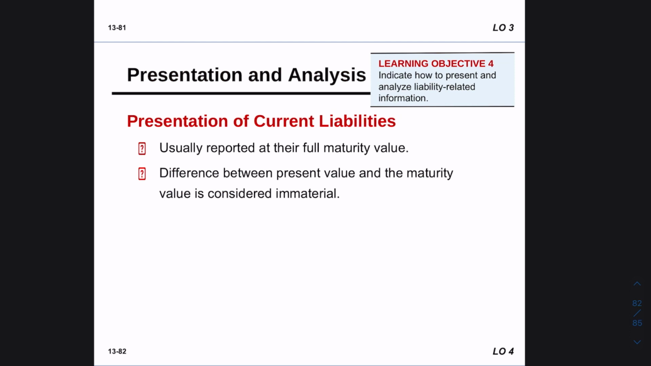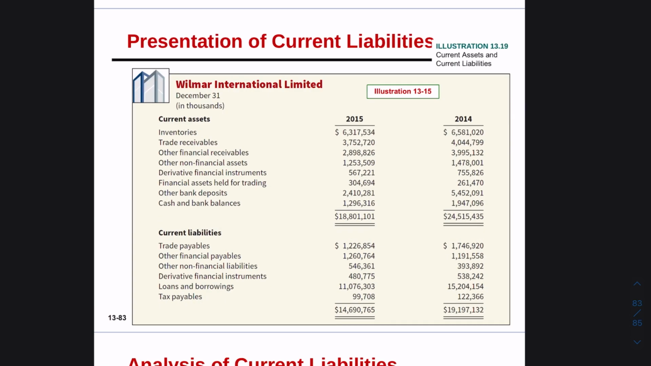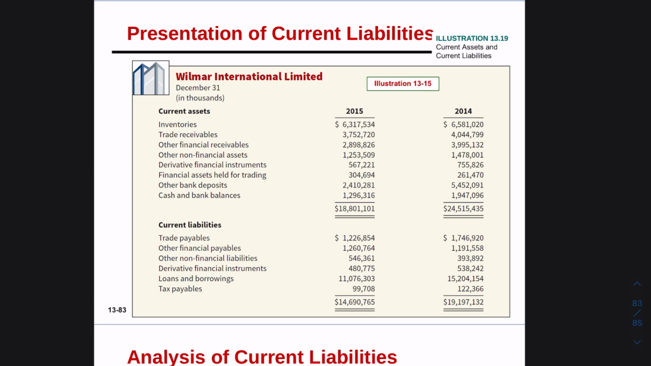Finally, we have the presentation of current liabilities. Usually they will be reported at their full maturity value, and the difference between the present value and the maturity value is considered immaterial because usually it's less than a year. And you can see here the presentation of the current liability. This is the current asset, and then you're going to have the current liability. This is how it's going to look in the balance sheet.